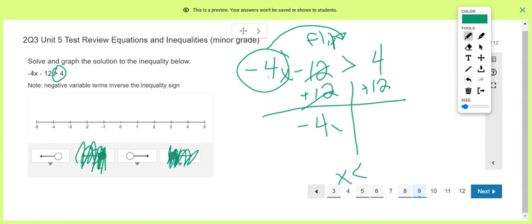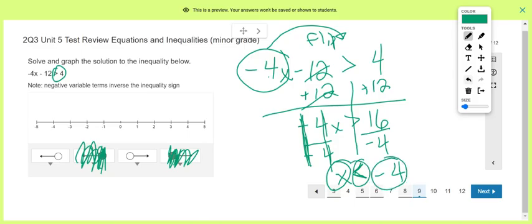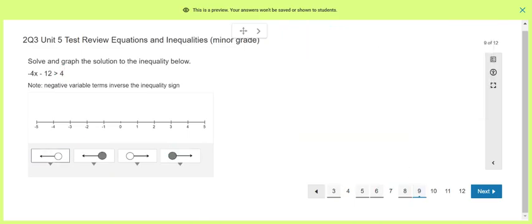So we have negative 4x is greater than 16. And now we're going to divide by negative 4. And this dividing by negative 4, when the negative becomes a positive, that is where the sign flips. So 4 divided by 4 is 1. 16 divided by negative 4 is going to be negative 4. So x is less than negative 4. So x is going to be right here, in the less than, going left, negative 4.